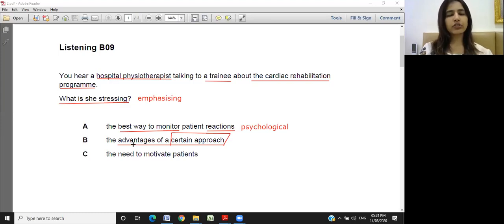And advantages. What do you predict here? If this is the correct answer, what kind of sentences or phrases can you expect here? Benefits, yeah, advantages is benefit. So if this is the correct answer, they might be describing one particular approach and its benefits. Yeah, just one approach of a cardiac rehabilitation program and its benefits. Yeah, did someone say something?